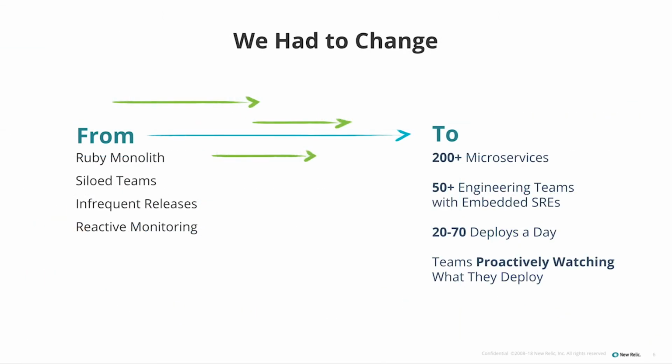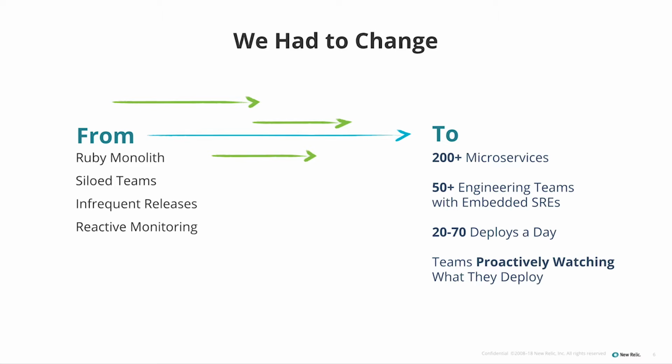So New Relic, a little bit of history about us. We started out, we only monitored Ruby. And we started out, we had the siloed teams. We were releasing not as frequently as we like to, and we were very reactive in our behavior. And we realized that we had to change. We weren't going to be successful unless we changed our architecture and changed our processes.